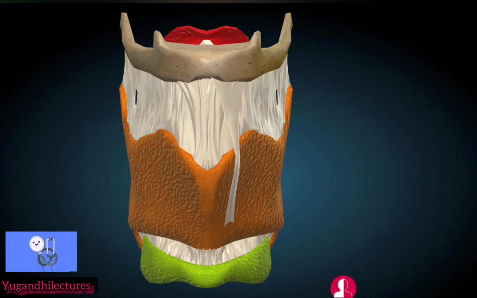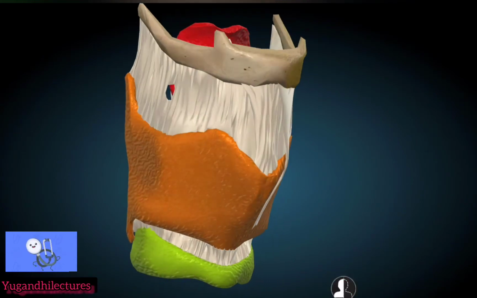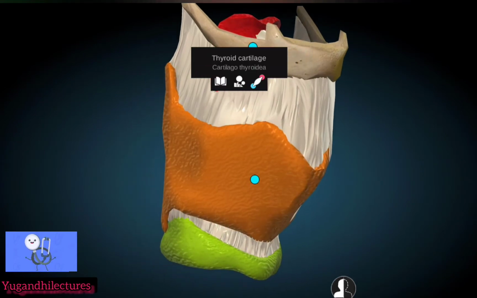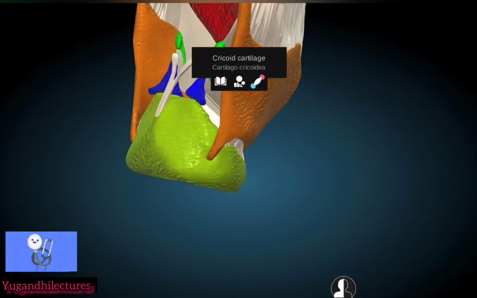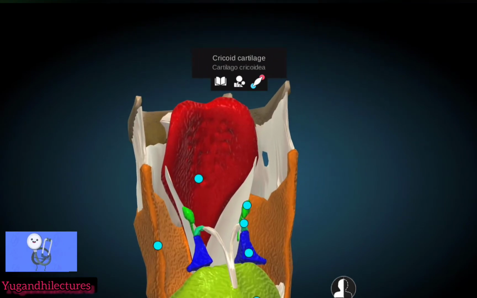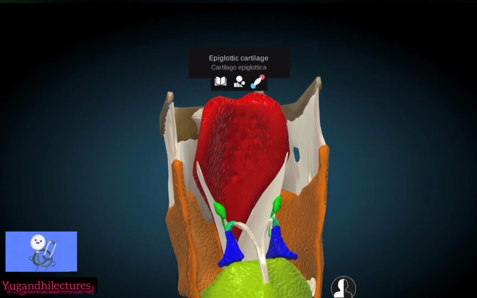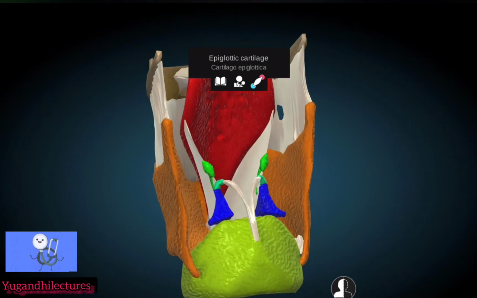First I am going to mention the unpaired cartilages. So here you can see this is the thyroid cartilage, which is an unpaired cartilage, then the cricoid cartilage, and then the epiglottis. So these 3 cartilages are unpaired cartilages.